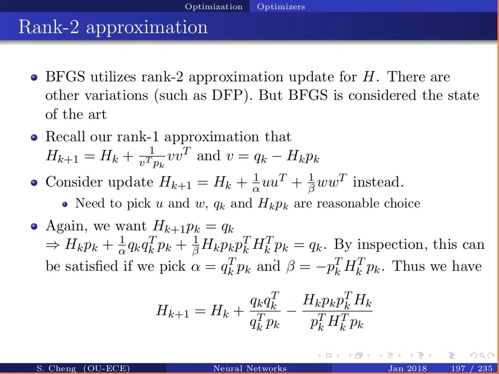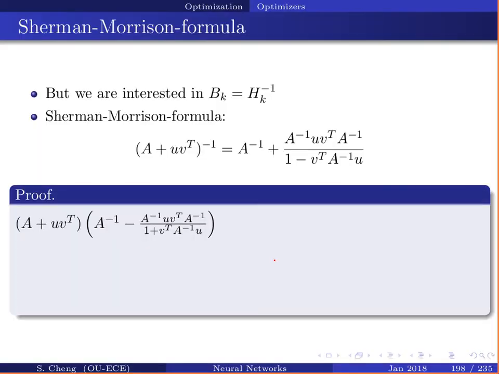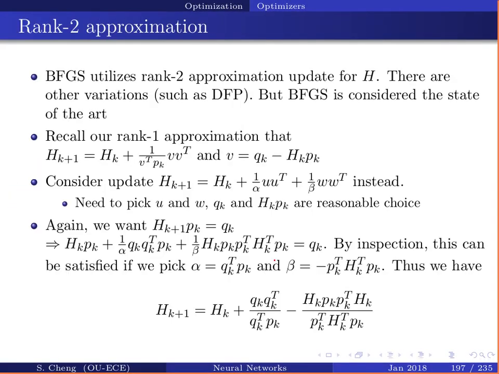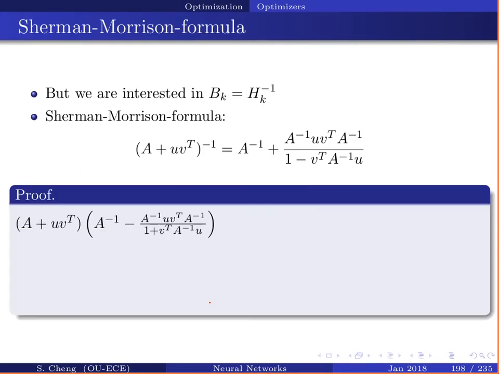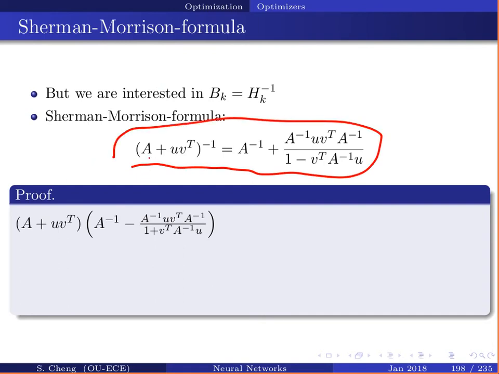So here I now have an update rule for H. What I want to do is find the inverse for H_{k+1}, given the inverse of H_k. Here I will use the Sherman-Morrison formula. I think you may have seen that before: if you have a matrix A plus a rank 1 matrix composed of U times V transpose, and you take the inverse, it is equal to this guy here.